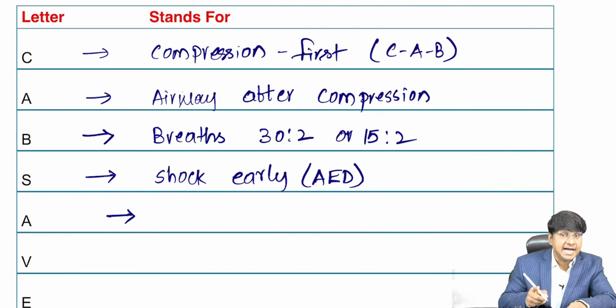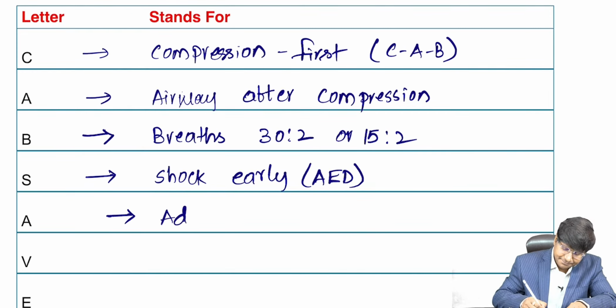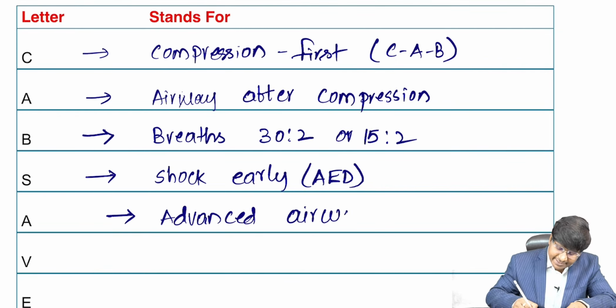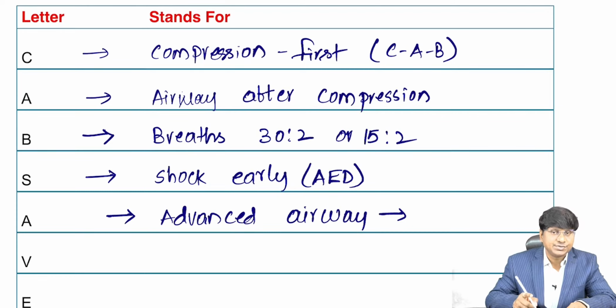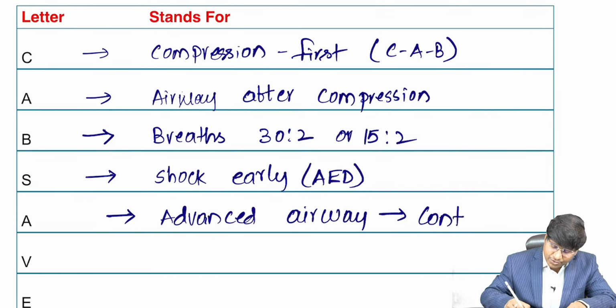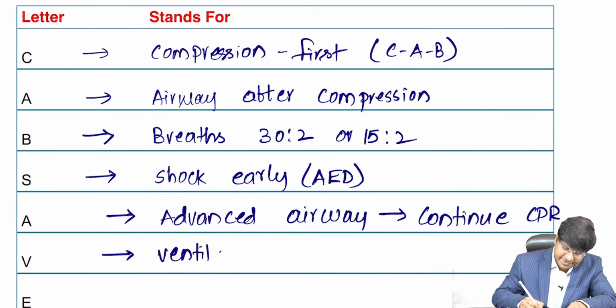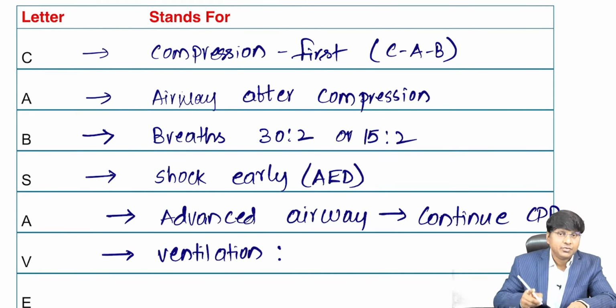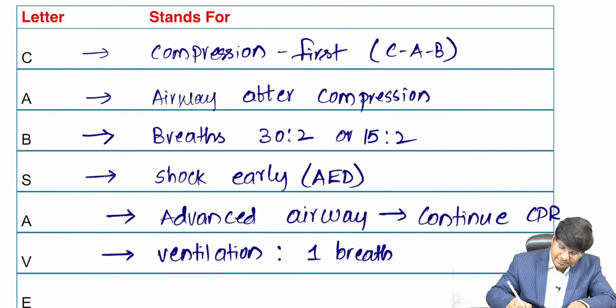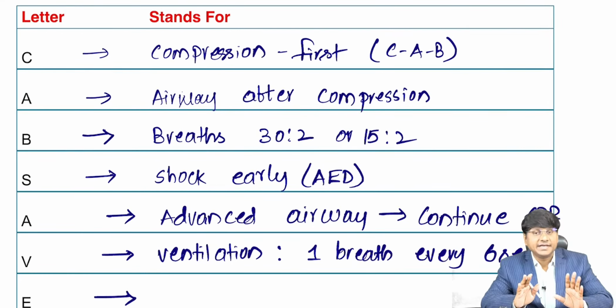And the letter A stands for advanced airway. And when the individual is on the advanced airway, like ETT, then in such case you need to continue the compressions. You should not stop the compressions in between. And V stands for ventilation, right? And then you need to give one breath every 6 seconds, right? One breath every 6 seconds.